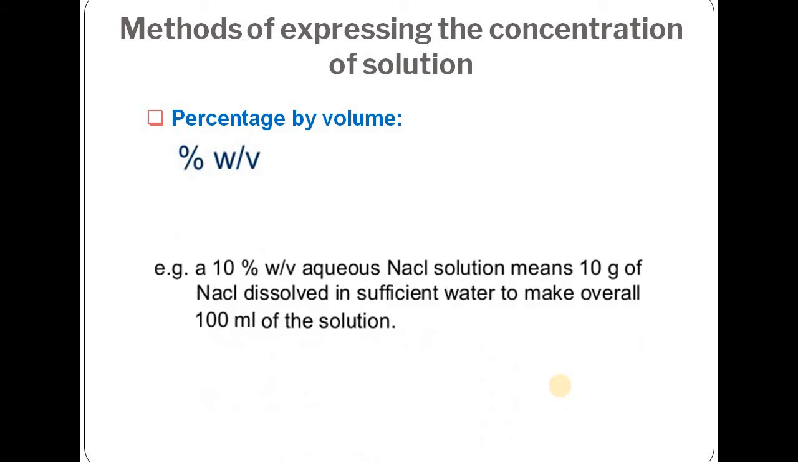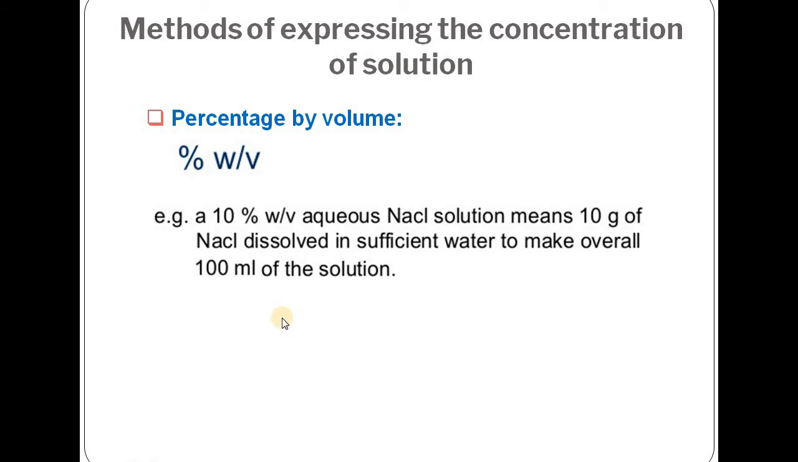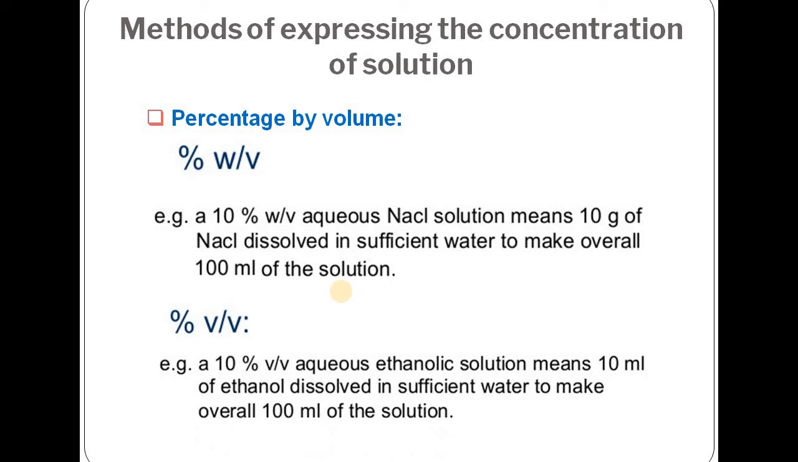Now we are taking the example of percentage by volume. When we are having percentage weight by volume, a 10% weight by volume aqueous sodium chloride solution means 10 gram of sodium chloride dissolved in sufficient water to make overall 100 ml of the solution. And percentage volume by volume, when we are having liquid in liquid, a 10% volume by volume aqueous ethanolic solution means 10 ml of ethanol dissolved in sufficient water to make overall 100 ml of the solution.